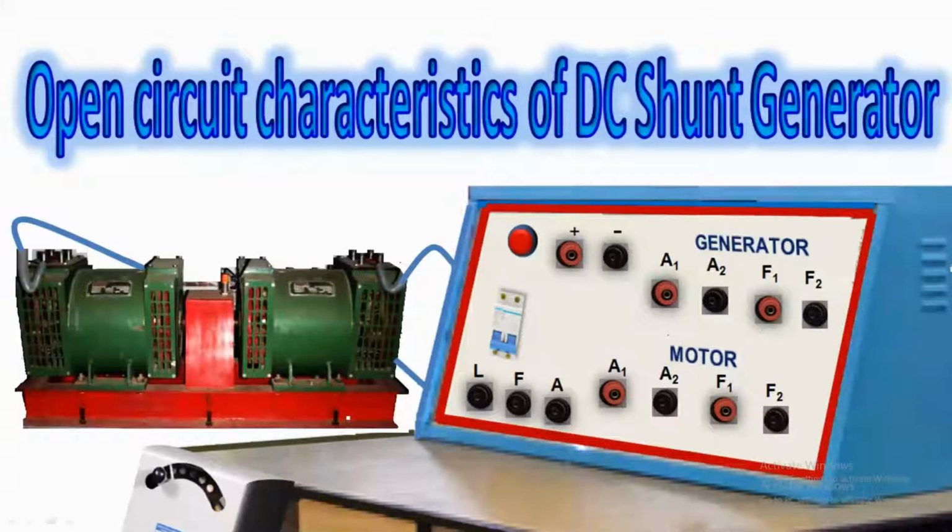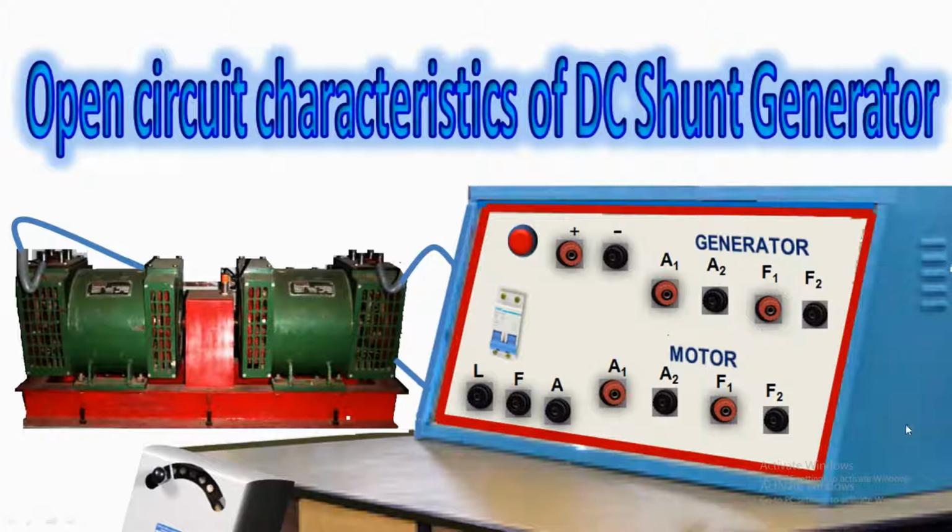In this video we are going to discuss the open circuit characteristics of a DC shunt generator. This one is the motor generator set. The DC shunt generator is a self-excited generator. The shunt generator set terminals are connected at the back side of this panel board.